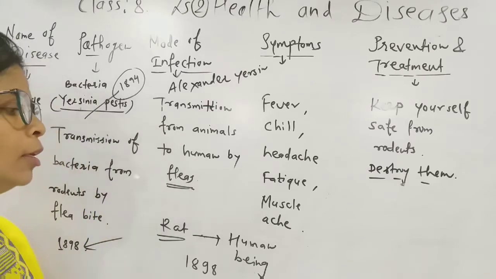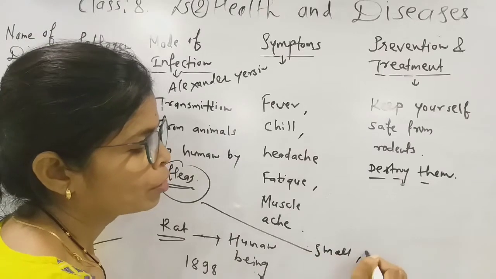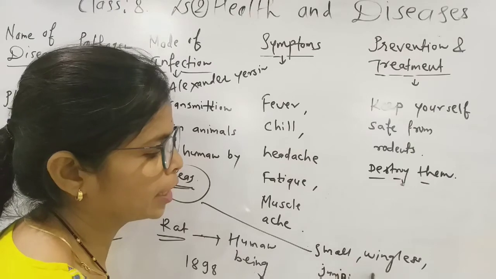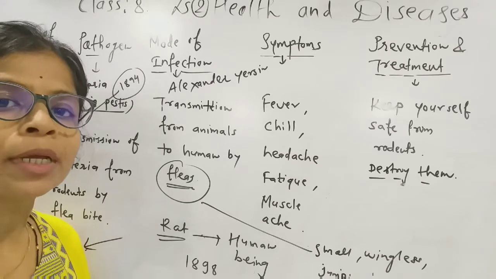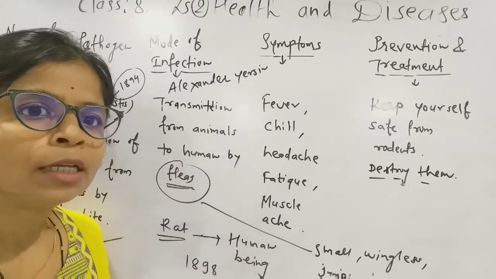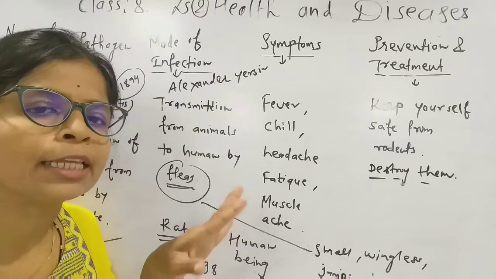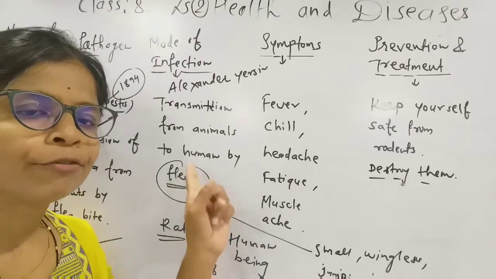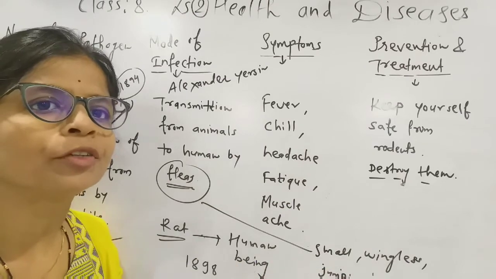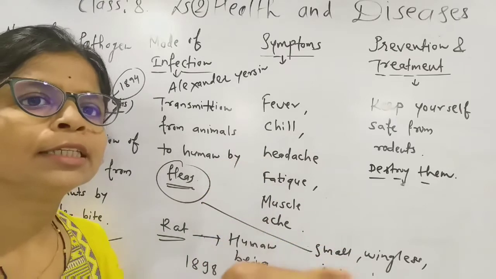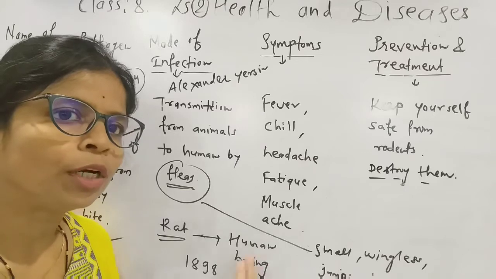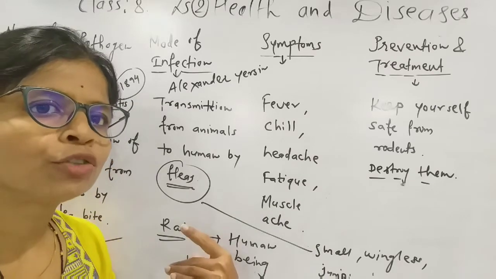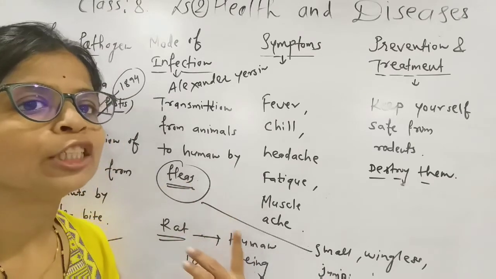Fleas are small wingless jumping insects. Fleas feed on the rodent's body. They stick to the rodent's body from the outside and suck its blood, and then that flea bites the next person, a healthy person. Again by means of these fleas there is a transmission of plague from the rodent to human beings, and the infection goes on day by day, one after another. In this way, fleas are the medium of transmission of plague.